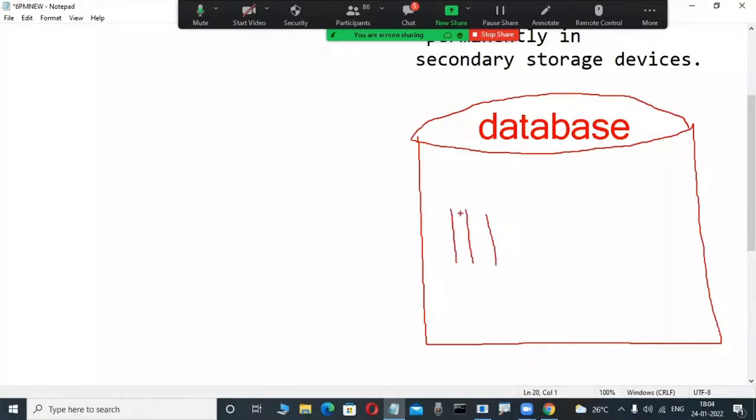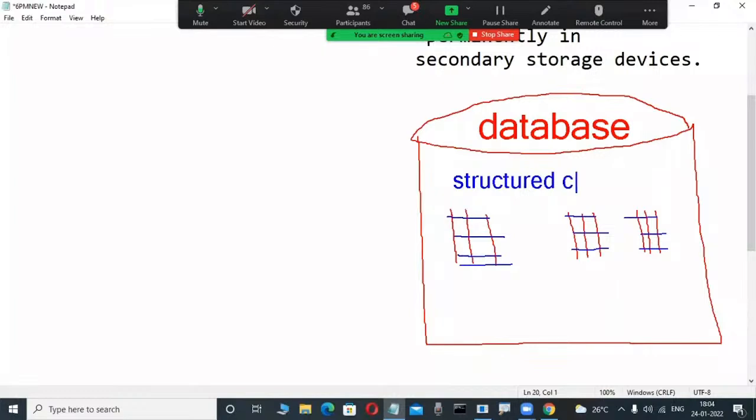Why? Because these databases are based on the concept of the relational data model. Today I will tell you. Based on that, they implement these products, and they are called relational databases. Observe here, a structured collection of data. This is what I told in the previous class. Always these databases store a structured collection of data, in an organized fashion only.